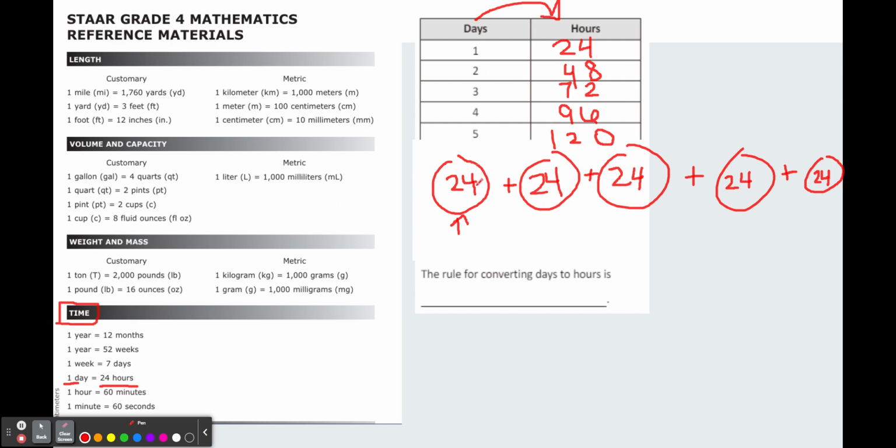So if I have 1 day and I multiply that by 24, that gave me 24. Now for 2 days, I have 2 groups of 24. So if I multiply 2 times 24, that gives me 48. If I have 3 days, I have 3 groups of 24. So that gave me 72. And I can keep doing that over and over again. So my rule for converting from days to hours is my number of days times 24. And that gives me the number of hours I have in total.